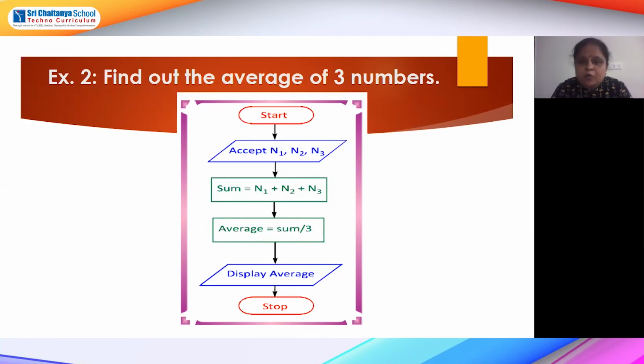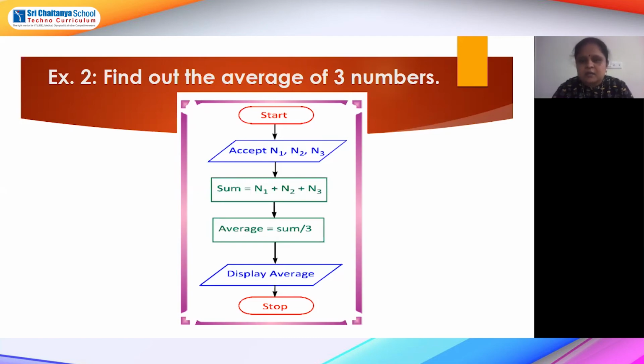Now where is the output saved? The output is saved in average, right? So what should I display? I should display the average value. So I am using an input output symbol to display the average. Once my result is displayed, I have to stop, so again I have used a terminal symbol to stop the flow chart. Is it clear, students? It is very easy, right? It is very easy to understand and to follow also.